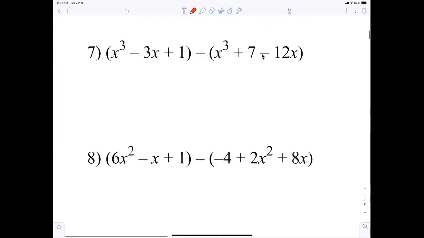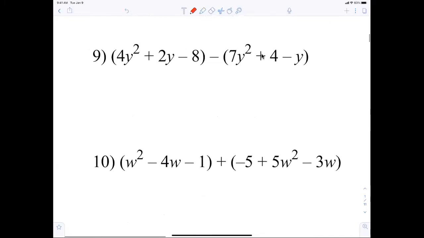Number 7, again distributing the negative: plus, negative, negative, positive. So what happens to the x cubes? They cancel. Now, negative 3x plus 12x is 9x. 1 minus 7, negative 6. Anybody have any issues? All right, here we go.